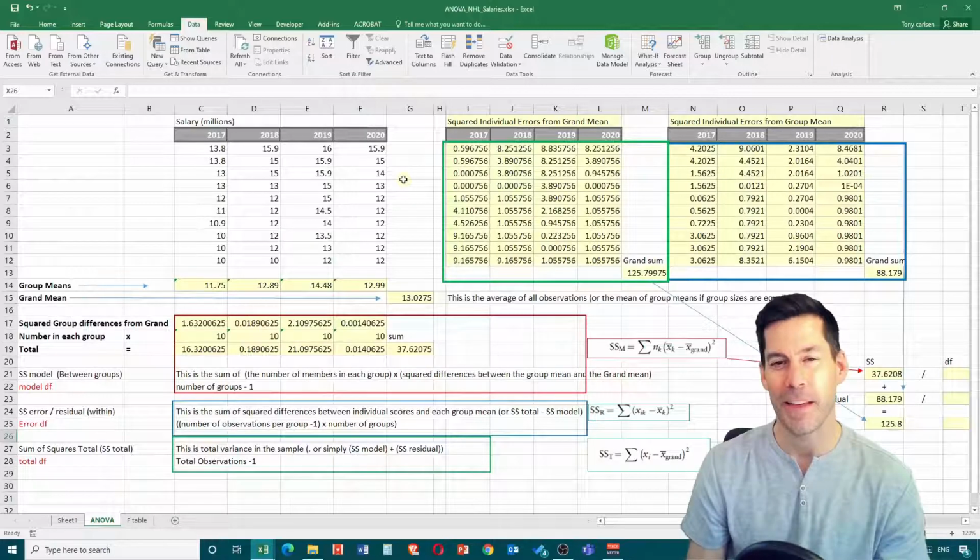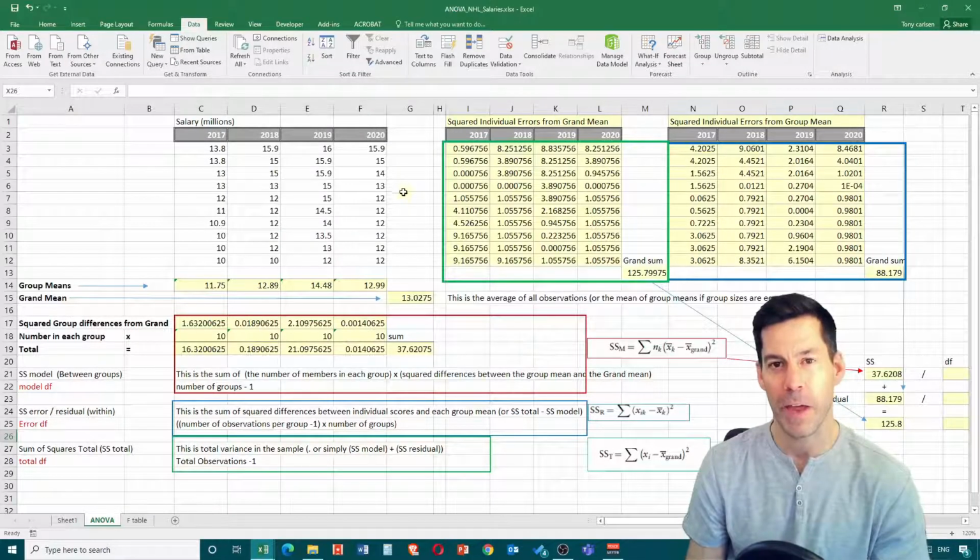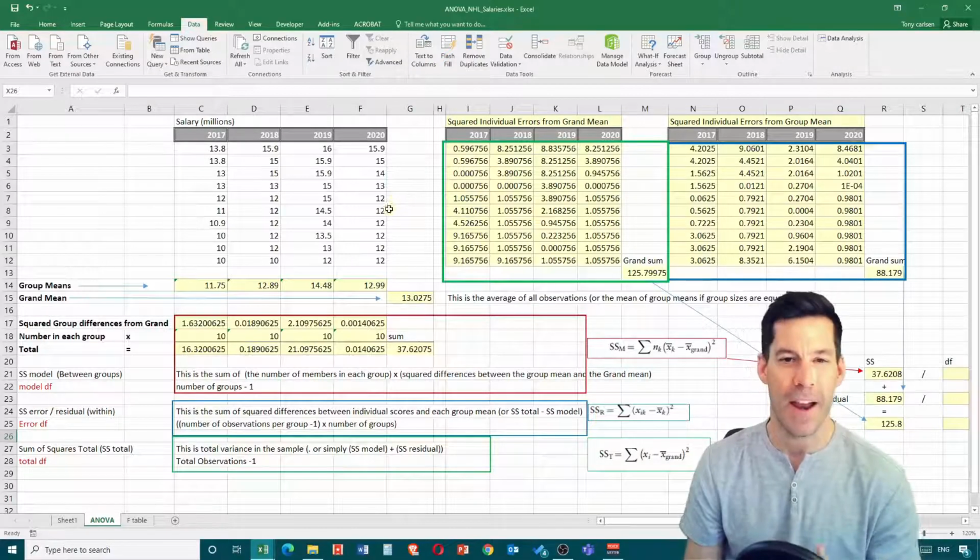All right, I hope that's given you a better idea of how we do ANOVAs and how we figure out our sum of squares, our degrees of freedom, and our F ratio.